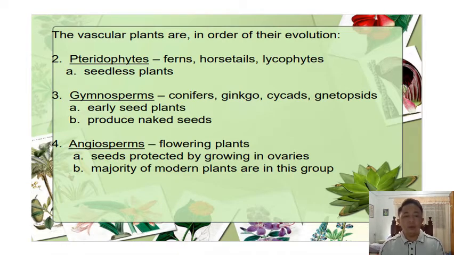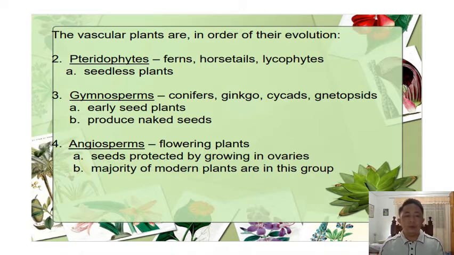Now, there are two main characteristics of your gymnosperms. These are the early seed plants, and at the same time, they produce naked seeds. So their seeds are exposed, and they do not have any covering or hard covering to protect them. So these are some of the characteristics of your gymnosperms.